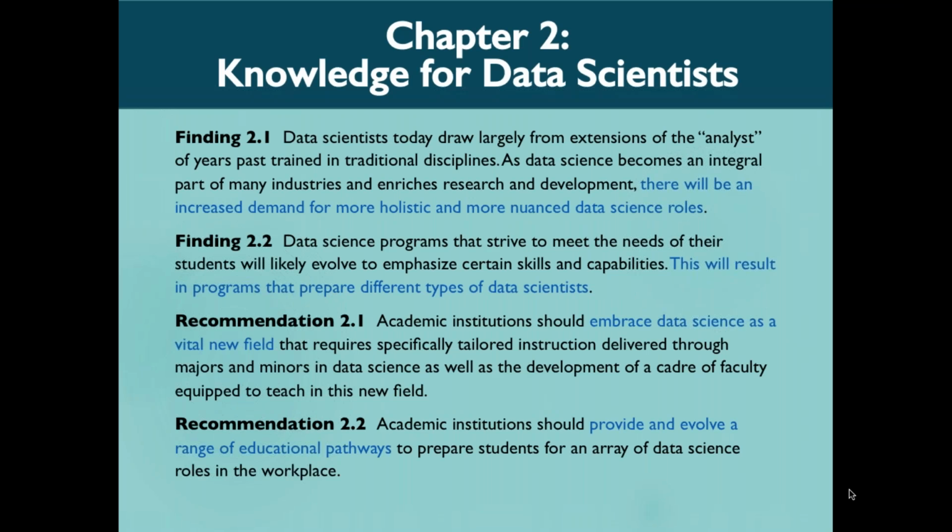So let me jump a little bit to the findings and recommendations. One of the things we found is that there's going to be an increased demand for more holistic and more nuanced data science roles. So there's not going to be just one type of position out there where people are hiring folks at the associate's or bachelor's level with a data science degree. Thinking about how those personas, we might call them, might develop is going to be really important. We're going to need programs that prepare different types of data scientists.